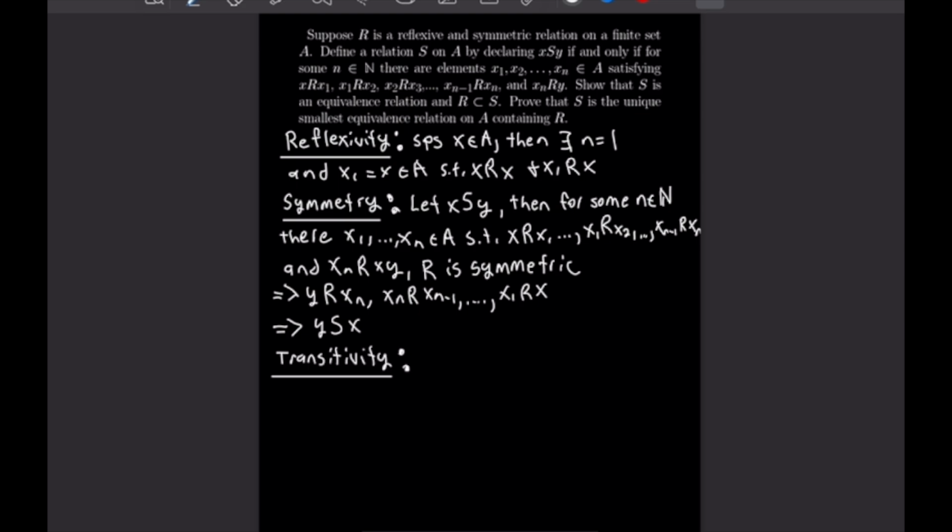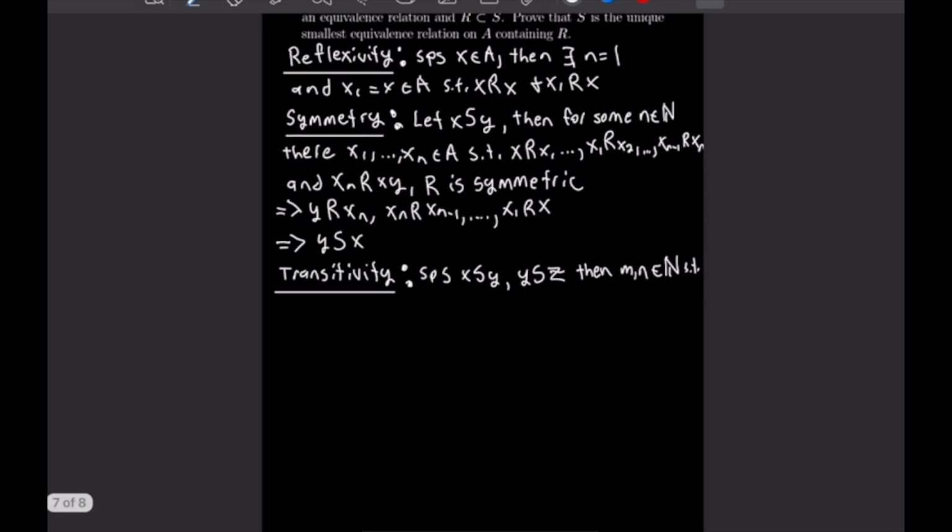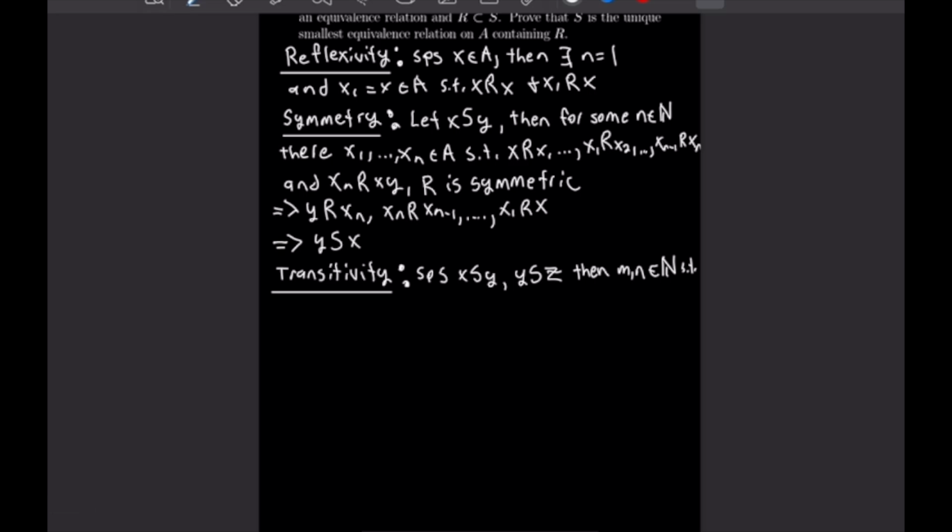Just like we always do, we're going to begin by supposing that we have x related to y by S and y is related to z by S. Then we know we have some m and n, which are natural numbers, such that there are x1 all the way up to xn, which are in A, and y1 all the way up to ym, which are also in A. And those are going to satisfy our relationship definition from above.